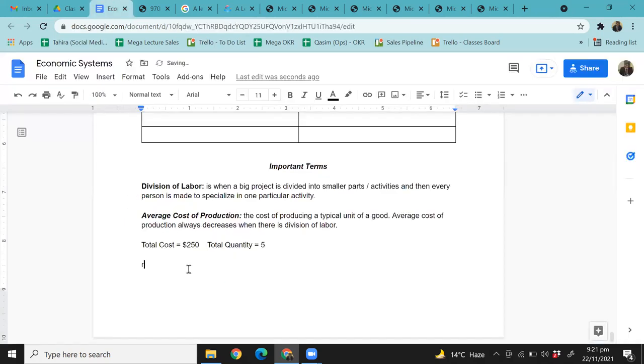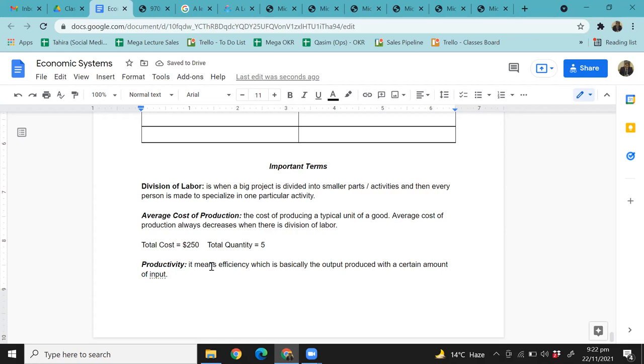Now, what is productivity? Productivity might be a new word for you, especially if you're taking economics for the first time. But let me tell you, it simply means efficiency. Like in normal language, we say efficiency, right? So what is a more efficient method of doing something? Efficiency is basically output produced with a certain amount of inputs, right? So how much output are you producing with a certain amount of input? That is your efficiency, right?